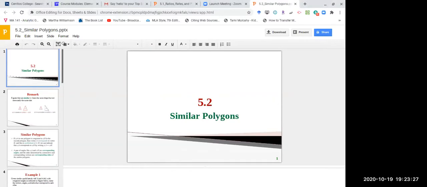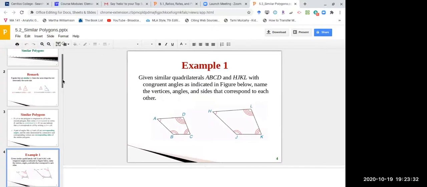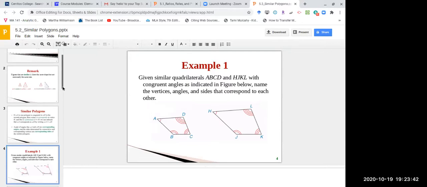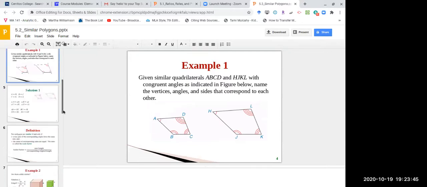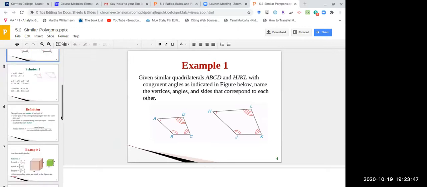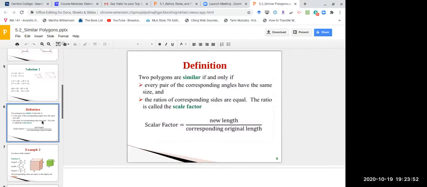So in 5.2, we have the idea, like I said, of parallelograms and kites and different figures that we learned there. So once again, the big thing to remember is right here on slide 6, two polygons are similar if and only if every pair of corresponding angles have the same size and the ratios of corresponding sides are equal.